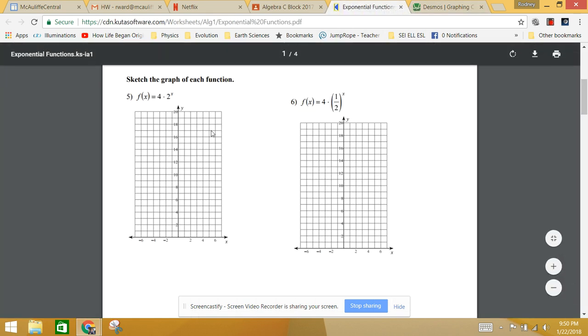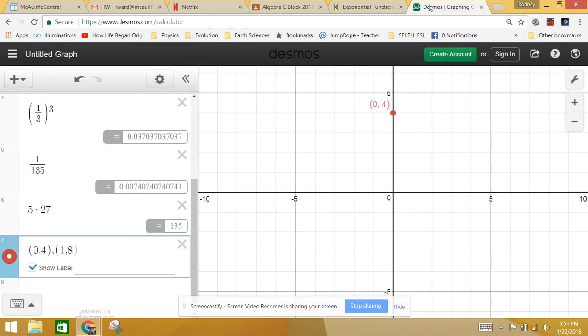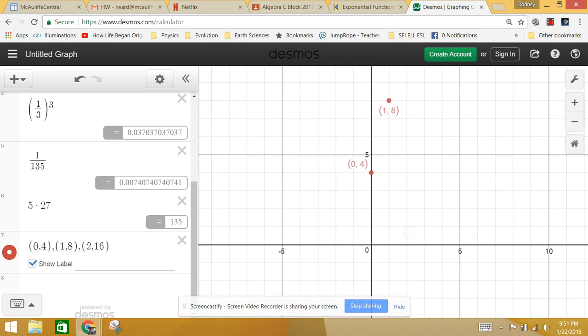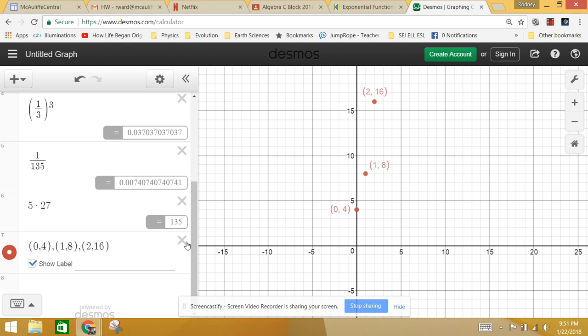All right, we'll pick one more. Let's pick a point for 2. So that one, we have 0, 4. We have 1, 8. How about 4 times 2 to the second power? 2 to the second power is 4. So we've got 4 times 4. So we're going to have 2, 16. So I've got 2, 16. I'm going to zoom out so you can see those points. Okay, there you have our points.